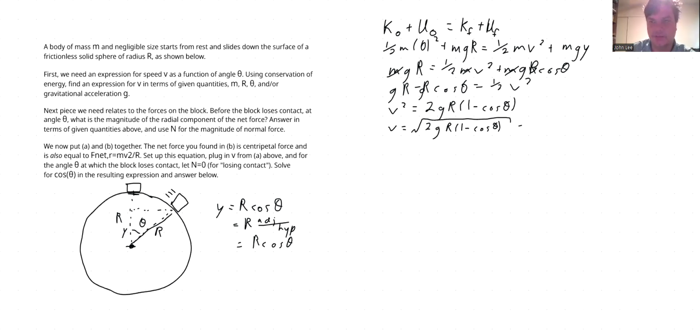which, if you've done a lot of conservation of energy problems, you'll recognize as just the general form of velocity for an object that is only in a gravitational field. It isn't in anything else. It's 2 g delta y.